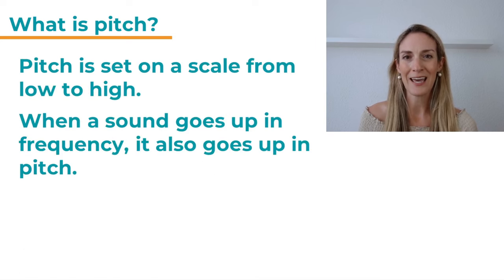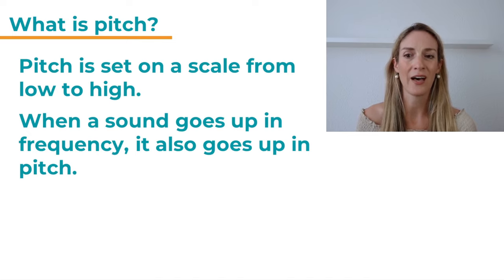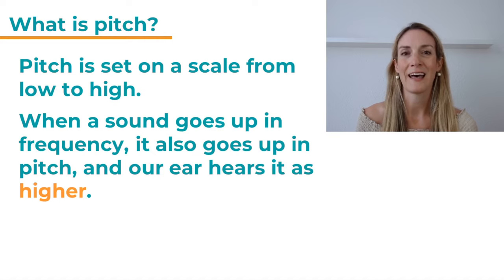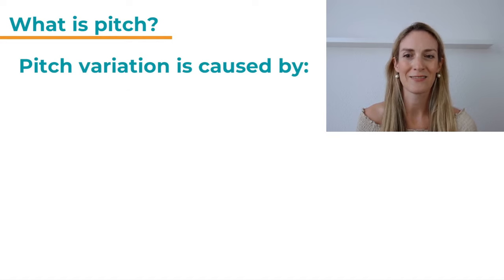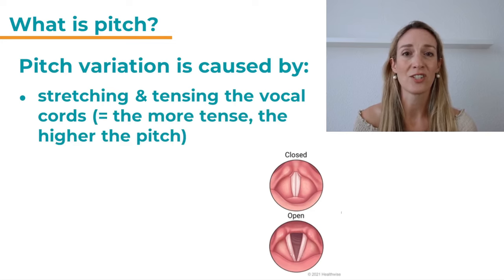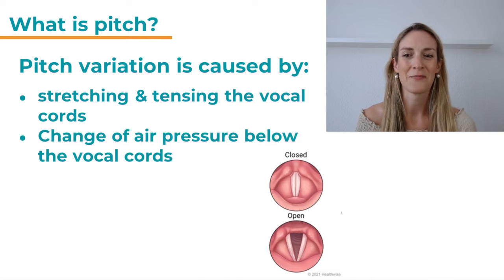So pitch, like I said, is set on a scale from low to high. And when a sound goes up in frequency, it also goes up in pitch. And our ear hears it as higher. That's how we perceive it. So pitch variation is caused, how do we actually manage to make our vocal cords vibrate more? Now this is done through stretching and tensing of the vocal cords. So you can see them again. And when they're stretched and they're tense, that means that there's a higher pitch, a higher number of vibrations. And there's also the air pressure that will change.